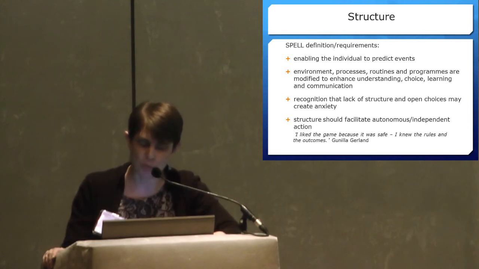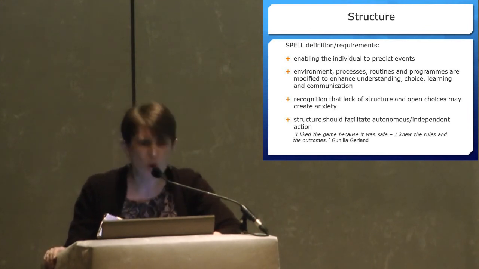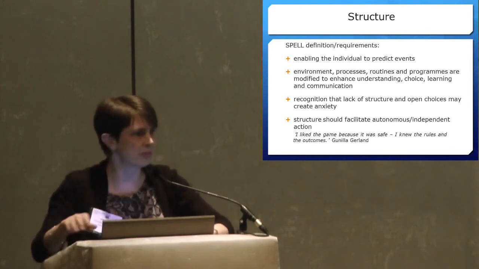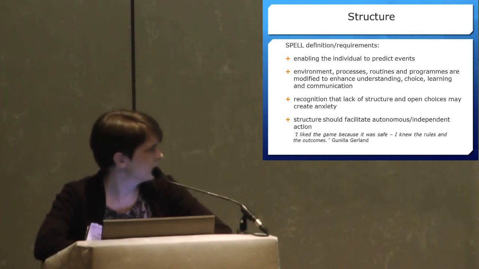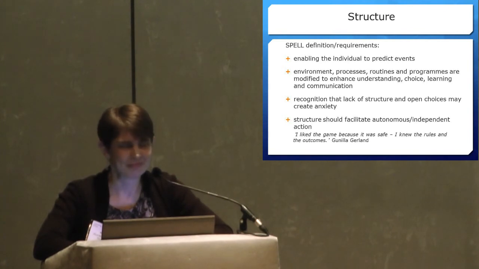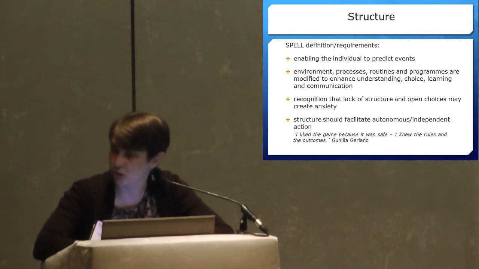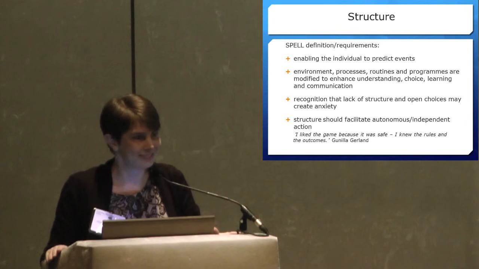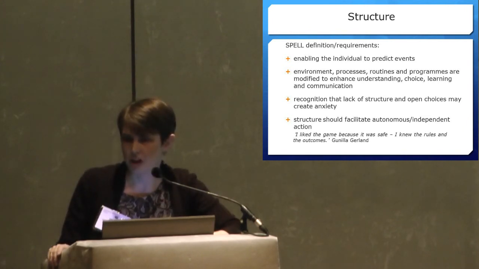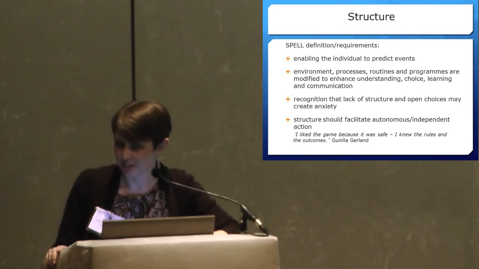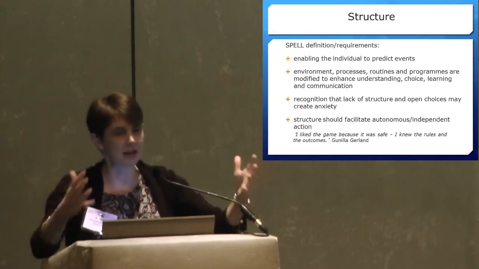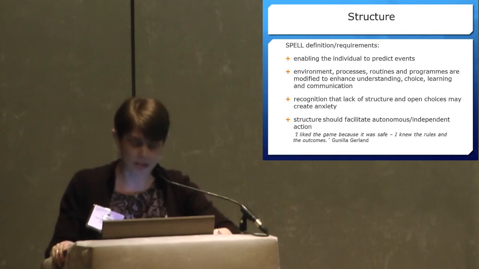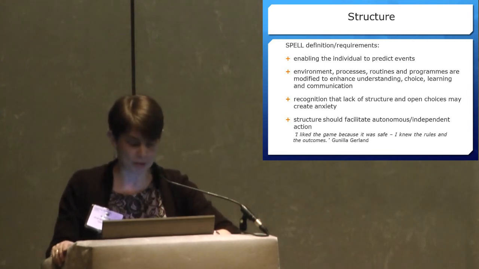Recognition that the lack of structure and open choices may create anxiety. The worst thing to do if you're supporting somebody with autism is to say, what would you like to do today, in general? Chances are the answer you'll get is the thing that they would do every day, every moment of every day. Their special interest, perhaps. But unless you've got some knowledge of what's available to you, and the means with which to make that choice, it's actually quite difficult to make a choice. So offering people something visual and something clear to see when you're offering them a choice is usually a much better way to do it.